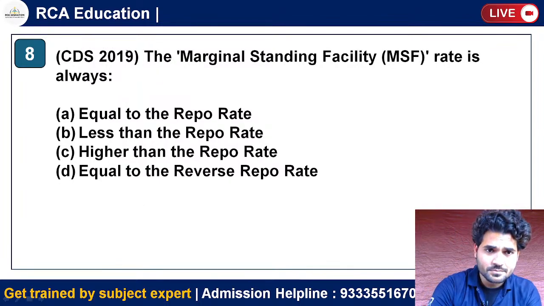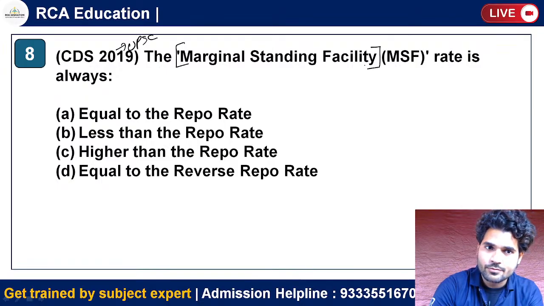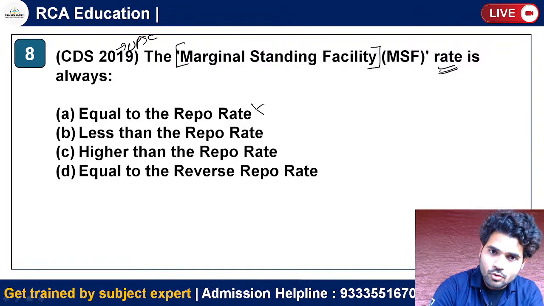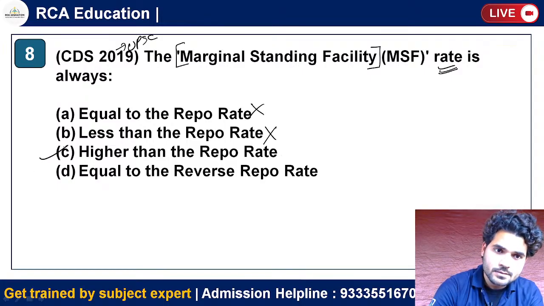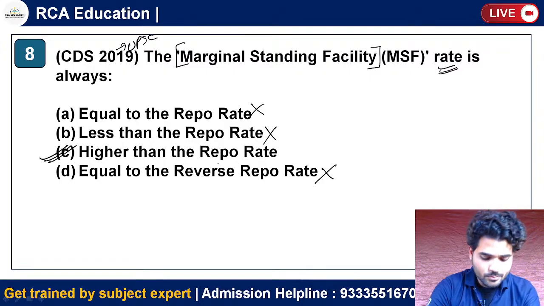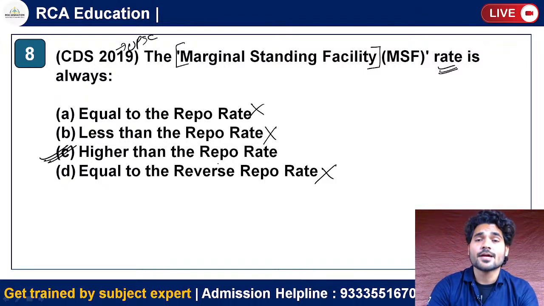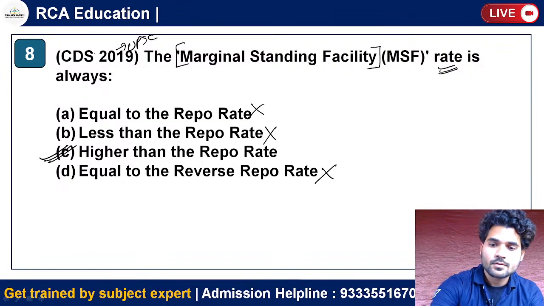Number 8. This question is asked in 2019 CDS under the UPSC. The marginal standing facility, MSF rate, is always equal to the repo rate? No. Less than the repo rate? No. Higher than the repo rate? Yes. Equal to the reverse repo rate? No. So the answer is higher than the repo rate. The marginal standing facility rate is always higher than the repo rate. Okay, next question.